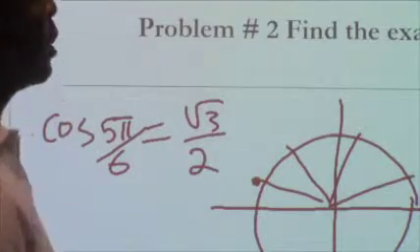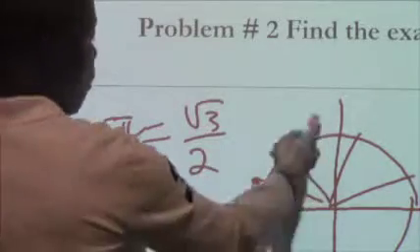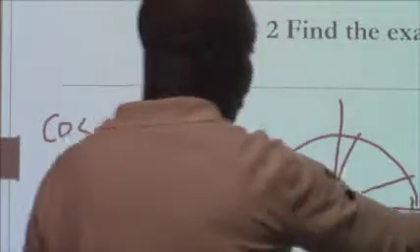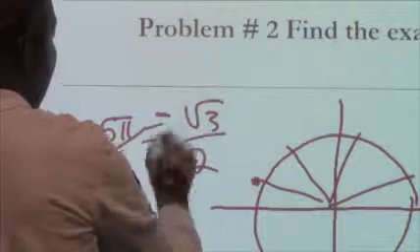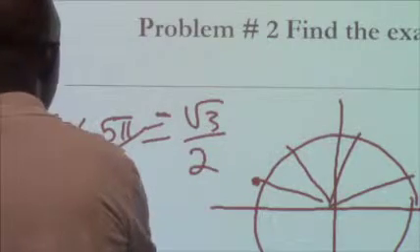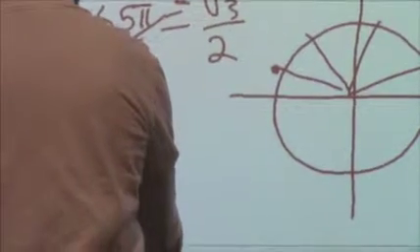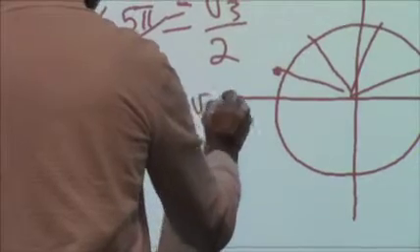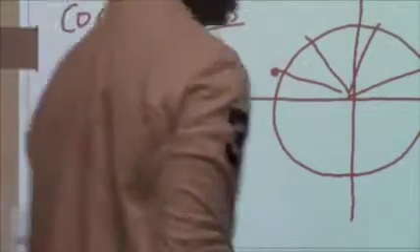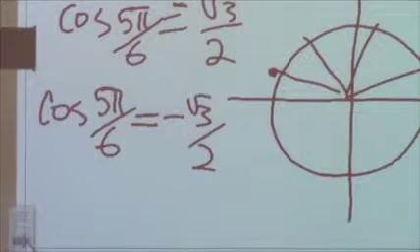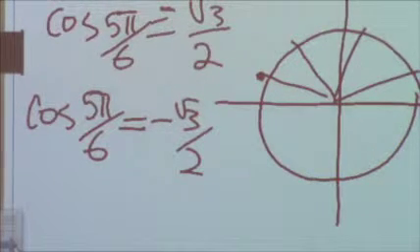But this angle is located in this quadrant. In this quadrant, this value here is negative. So the cosine of 5 pi over 6 is basically negative square root of 3 over 2. Again, the location of the angle is very important. We're going to come back to discussing these more in another section.